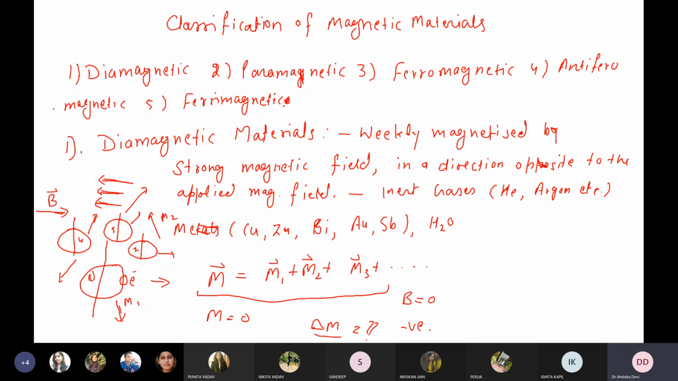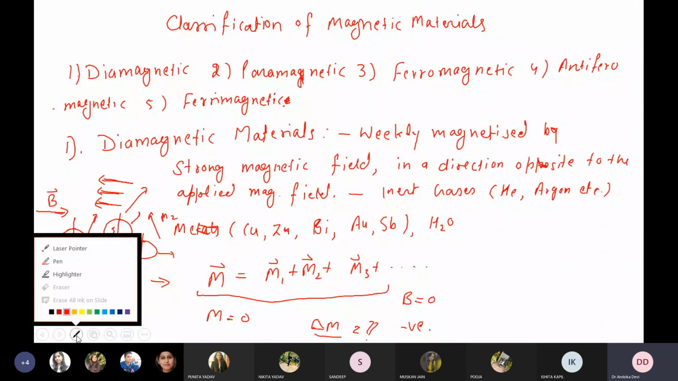Because the electron revolves around the nucleus as per the Bohr theory, and when a charge revolves in a circle, it behaves like a current loop, and hence a magnetic field is generated in a direction perpendicular to the plane of the orbit. Then, because there are n such orbitals inside the atom, the total magnetic moment of the atom will be m = m1 + m2 + m3 + and so on, the magnetic moment produced by each orbital.